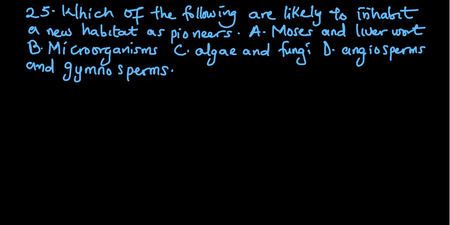So which of the following are likely to inhabit a new habitat as pioneers? A. Mosses and liverworts. B. Microorganisms. C. Algae and fungi. D. Angiosperms and gymnosperm. So the answer here is algae and fungi. Why is it algae and fungi? Algae and fungi unite to form lichens. I hope you understand. So algae and fungi normally form lichen. Please take note of that.